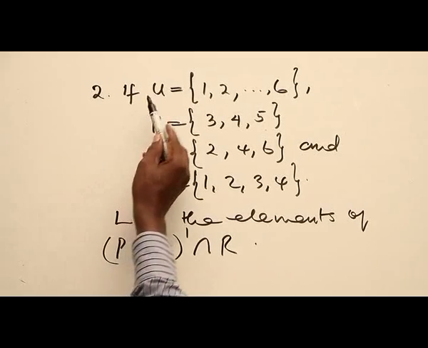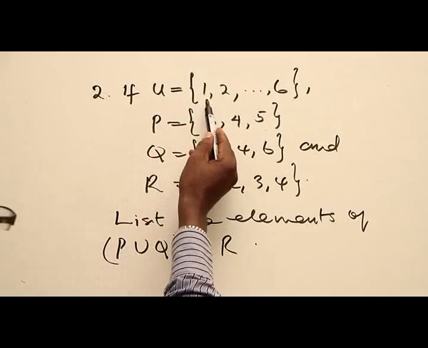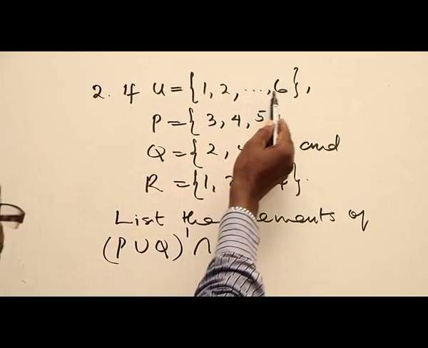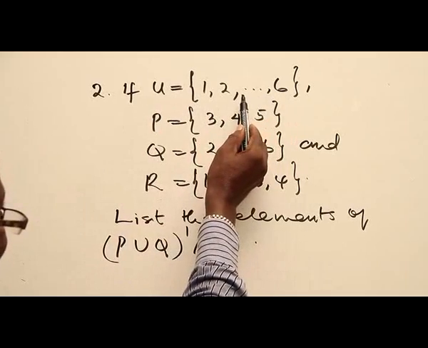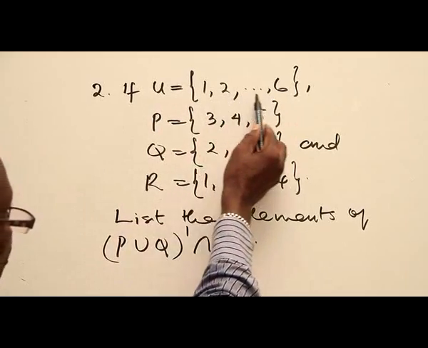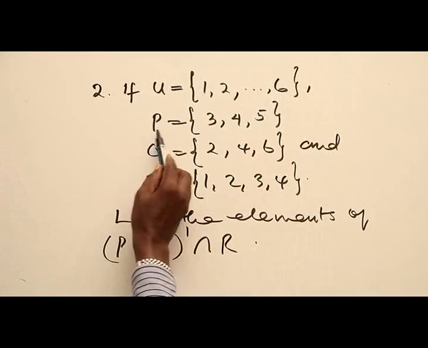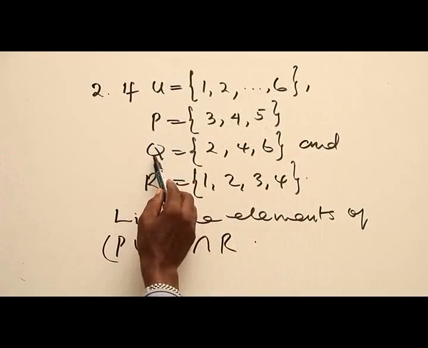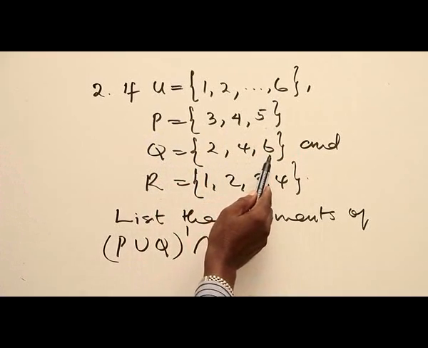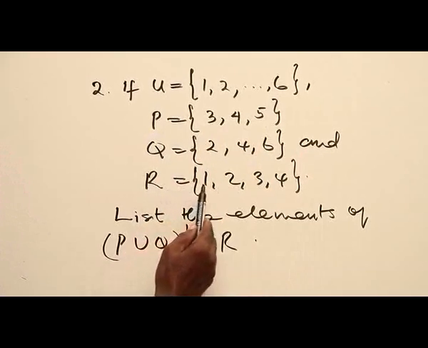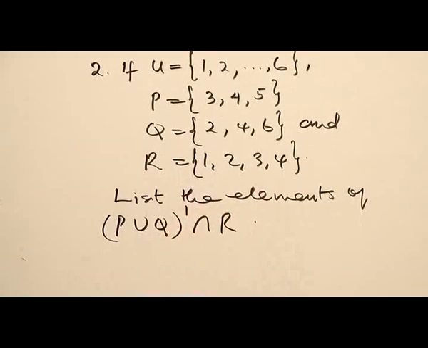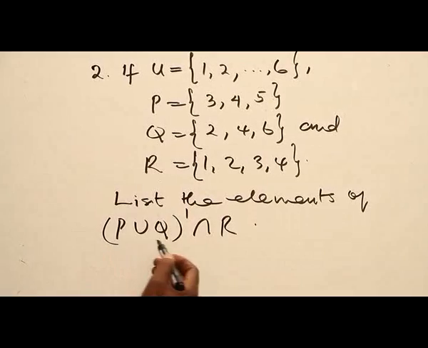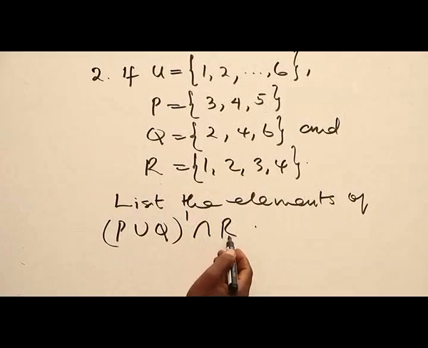Example number 2. If the universal set U is equal to 1, 2, dot, dot, dot to 6, this means what? Ellipsis. This means it continues in that order. And the set P is defined as 3, 4, and 5, and Q is defined as 2, 4, and 6, and R is defined as 1, 2, 3, and 4. List the elements of the set P union Q complement intersection R.